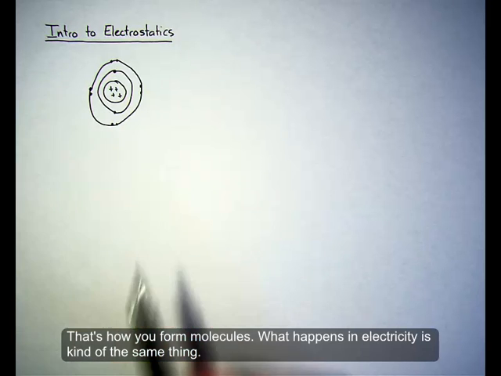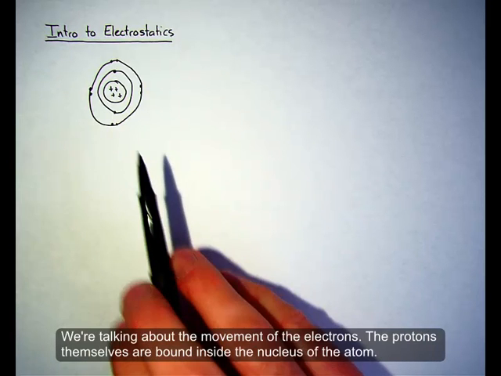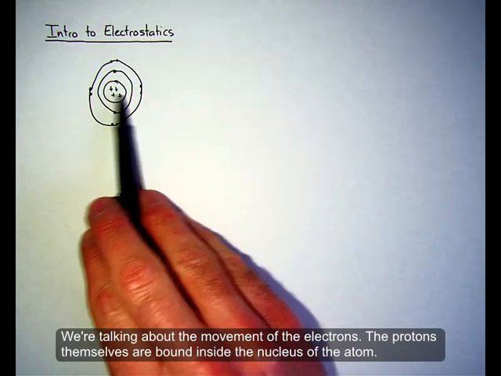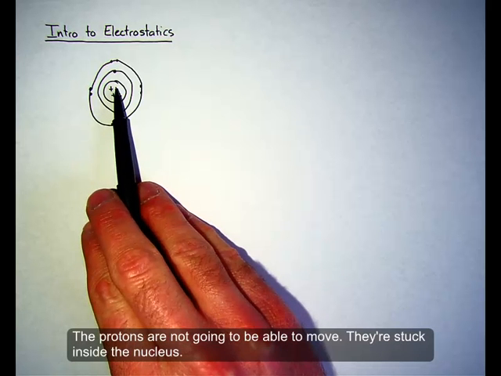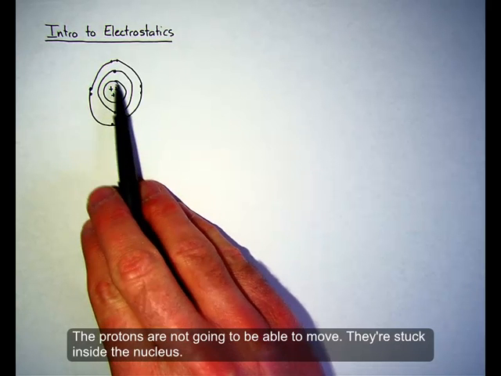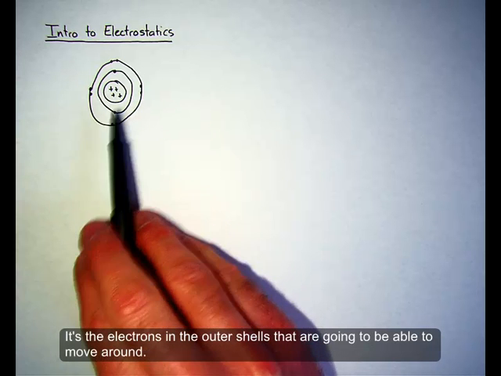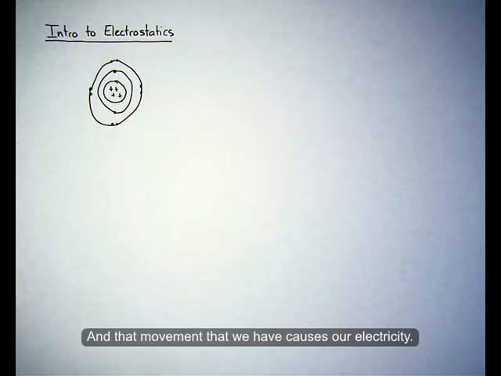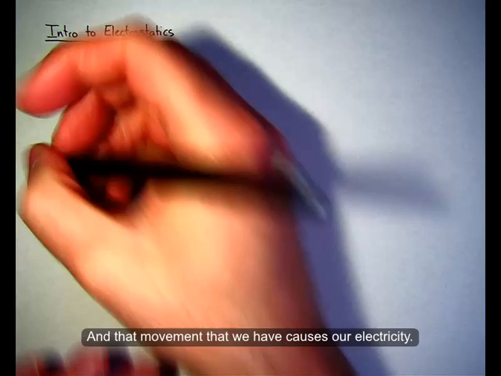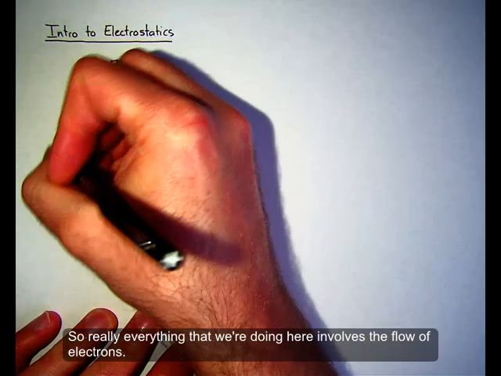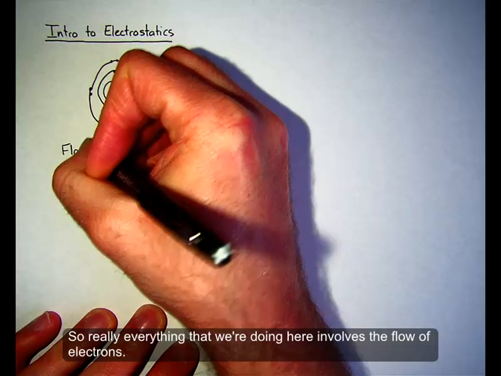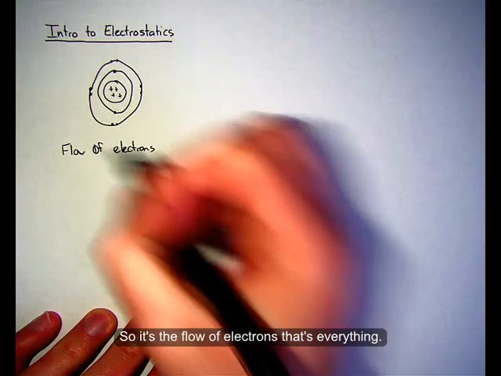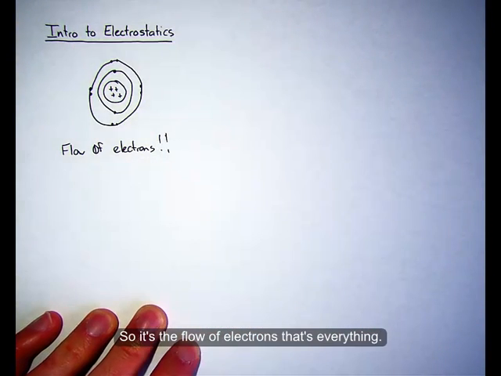And what happens in electricity is kind of the same thing. We're talking about the movement of the electrons. The protons themselves are bound inside the nucleus of the atom, so the protons are not going to be able to move. They're stuck inside the nucleus. It's the electrons in the outer shells that are really going to be able to move around, and that movement causes our electricity. So really everything that we're dealing with here involves the flow of electrons. It's the flow of electrons that's everything.